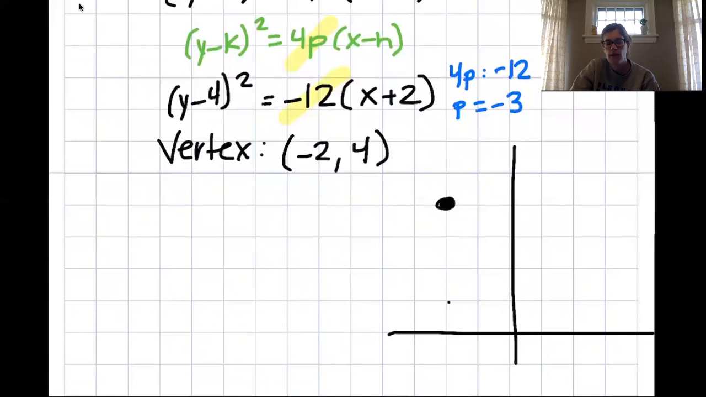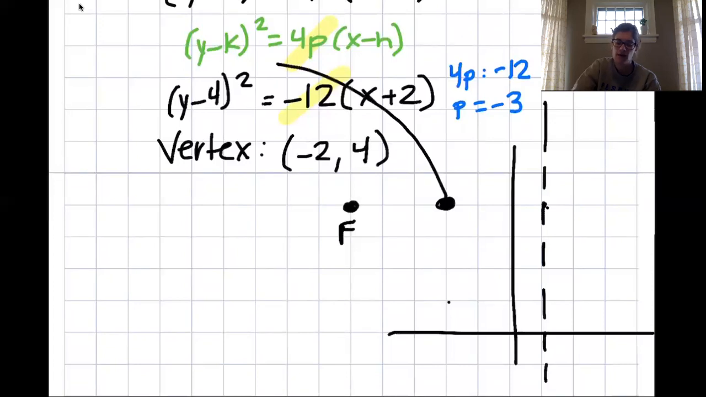So from my vertex, I'm going to count 1, 2, 3 to the left. I'm going to mark that as my focus, and then I can count in the other direction, 1, 2, 3. Right here is where my directrix should pass through. It's going to be a vertical line directrix again. Okay. And then I know that my parabola should open left.